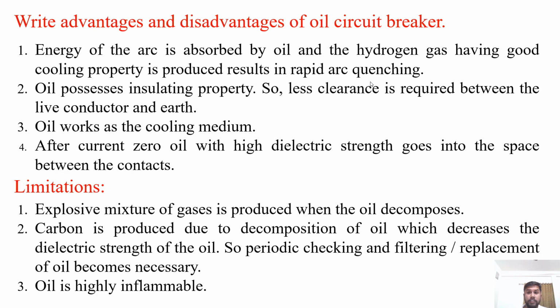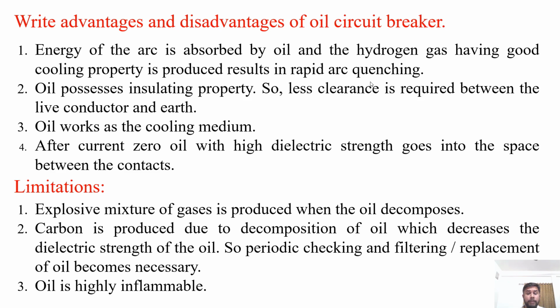Advantages and disadvantages of oil circuit breaker. The advantages are that the energy of the arc is absorbed by the oil, and hydrogen gas having very good cooling properties is produced, which results in rapid arc quenching.